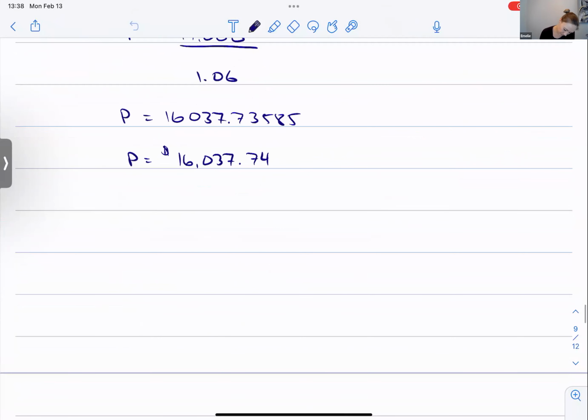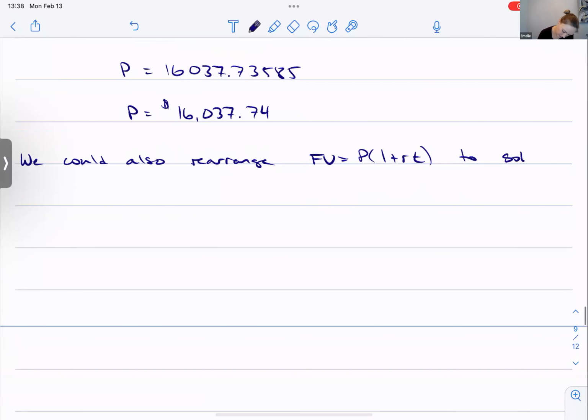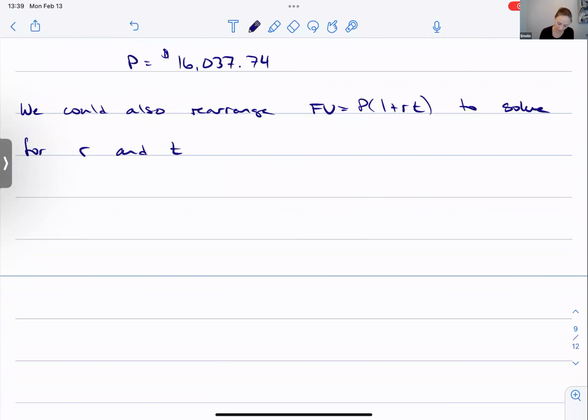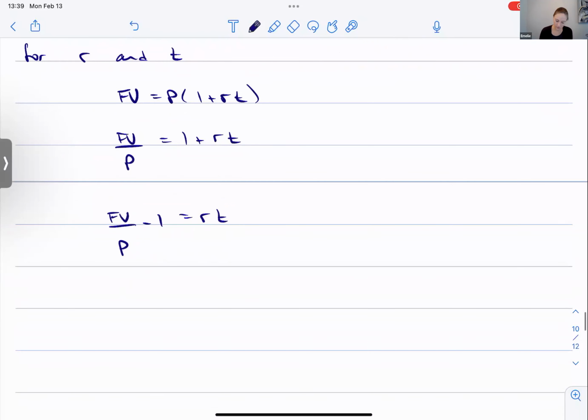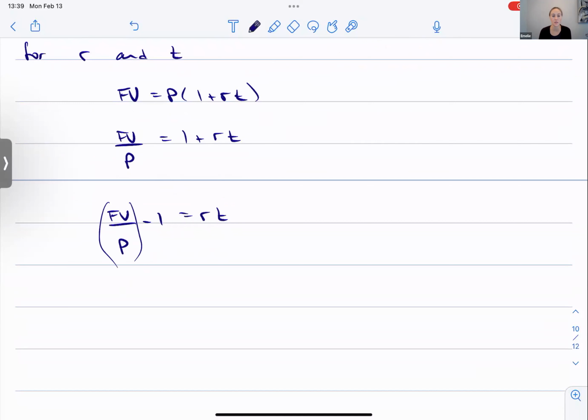But we could also rearrange FV equals P times 1 plus R times T to solve for R and T. So FV equals P times 1 plus R times T. FV divided by P equals 1 plus R times T. So FV divided by P minus 1 is R times T.